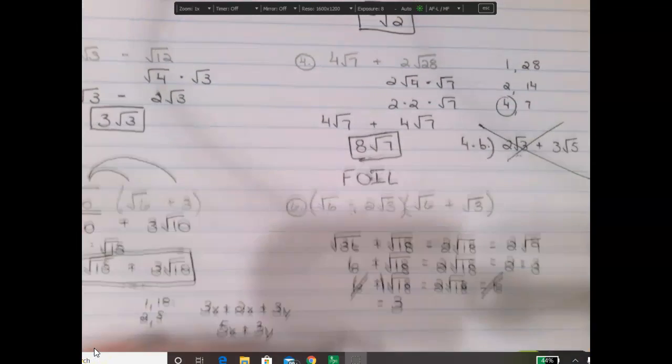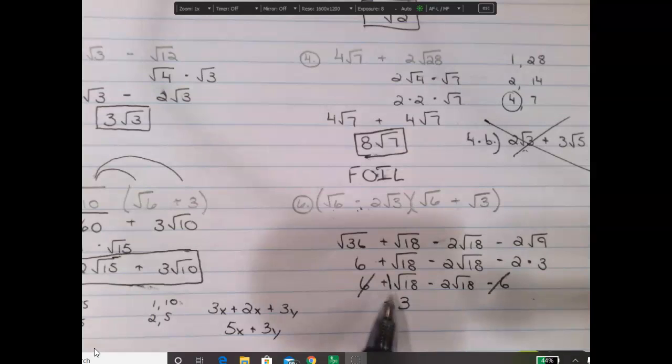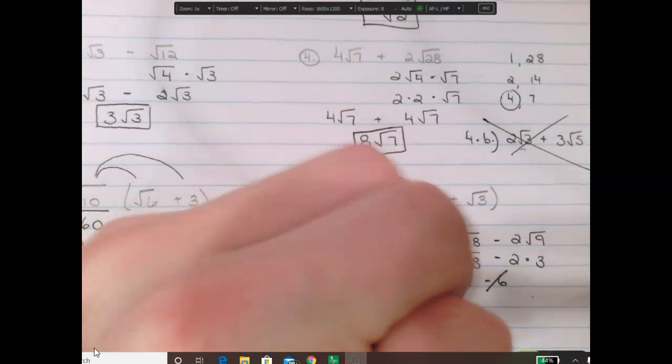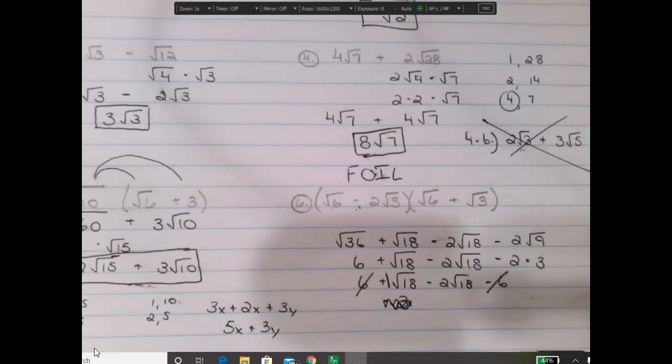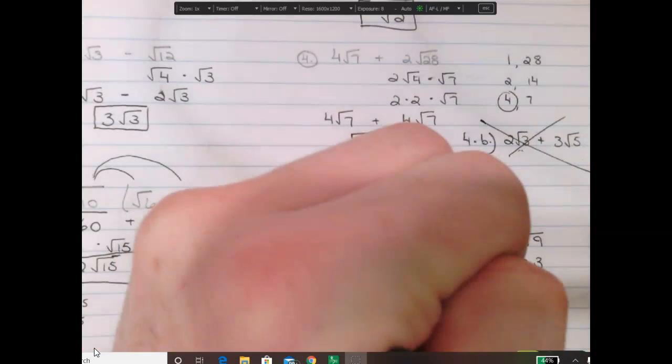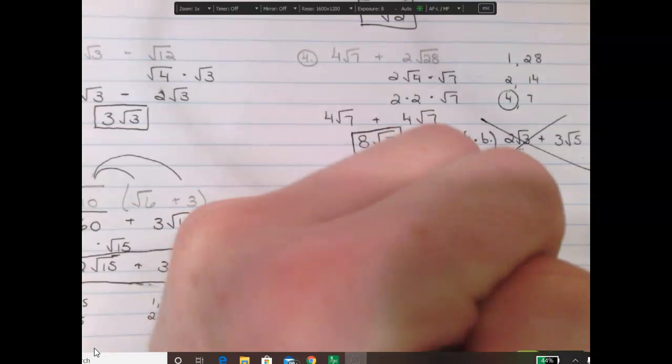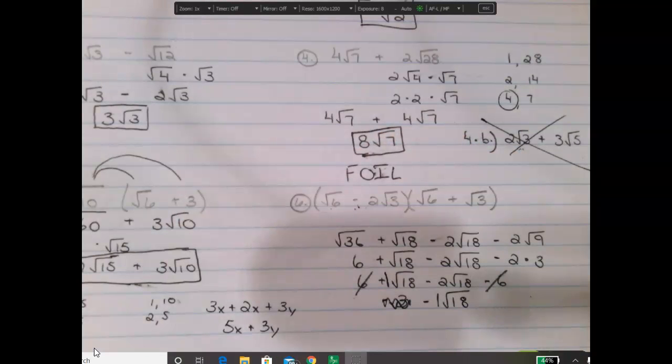Sorry, Mr. Garrett's jumping the gun a little bit. I'm looking at the answer too far ahead. When you do enough of these, you can kind of see the end of it. Positive 1 minus 2, plus 1 minus 2, you get negative 1 radical 18. Now, I've got this down to negative 1 radical 18.